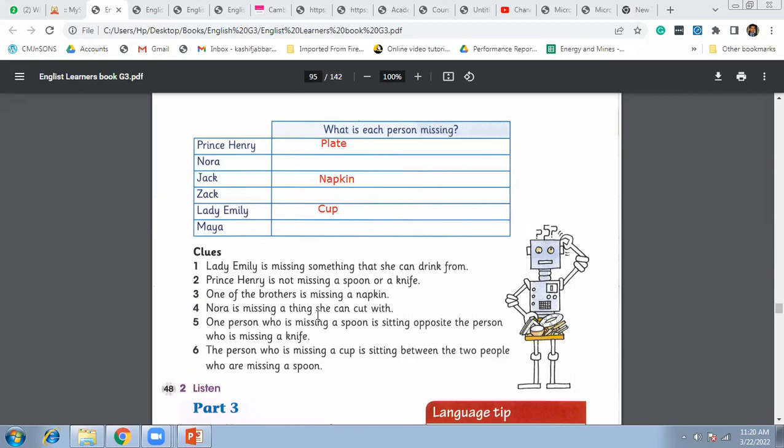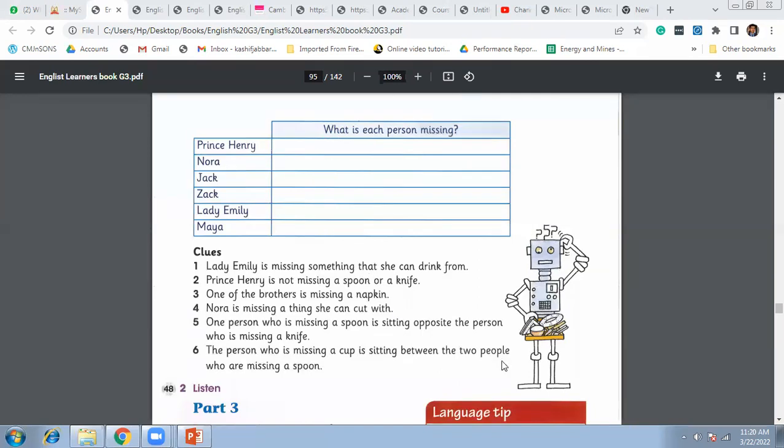Then Nora is missing the thing that cuts. Okay, that is knife. And Zach and Maya are missing the spoons, because we have seen that there were 2 spoons that Mr. Robert forgot to lay on the table. Okay, here we go. You can write the answer of this part number 2.